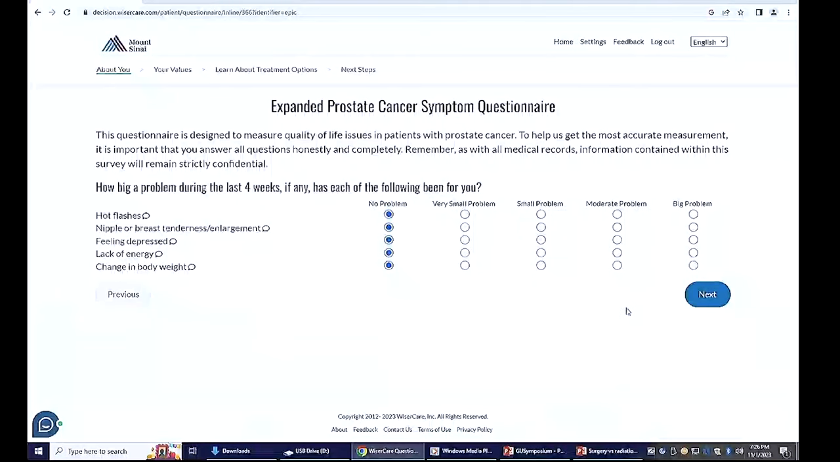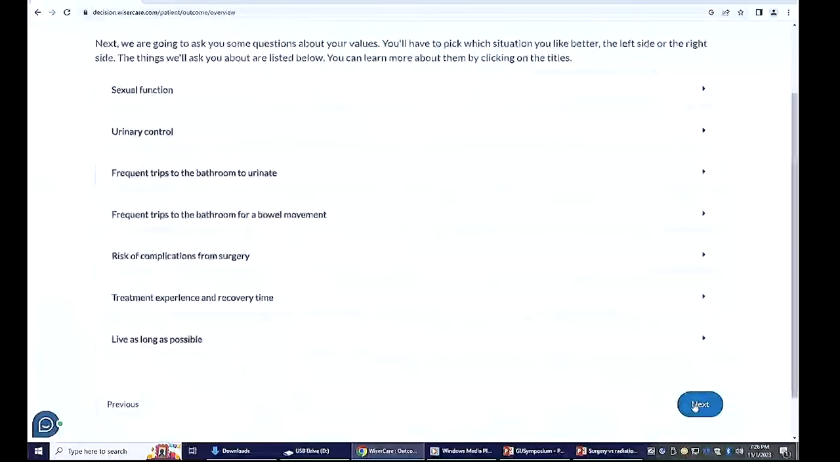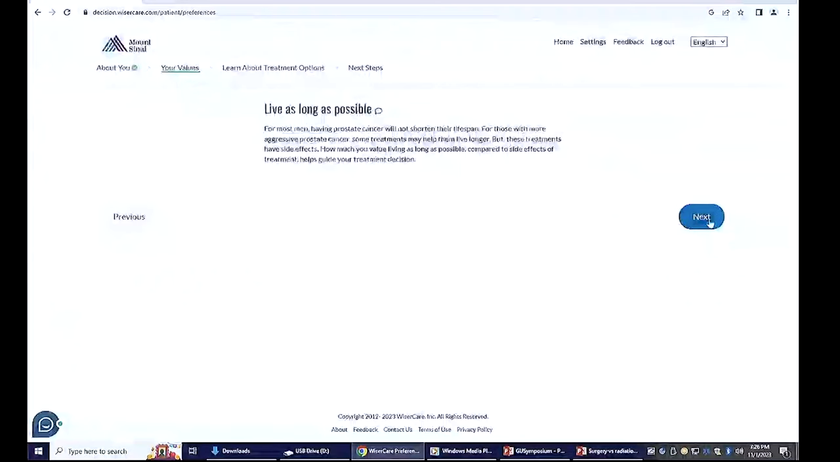Hot flashes, feeling depressed, lack of energy, change in body weight? No. During Diwali, my weight increases. This is the time when we eat sweets. Okay.